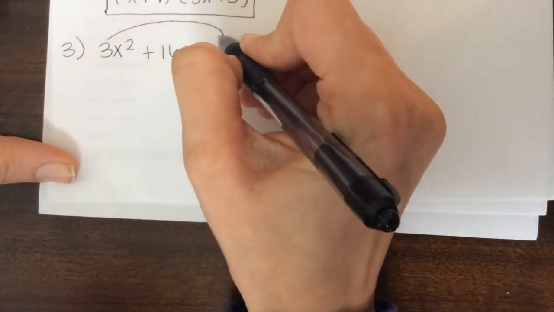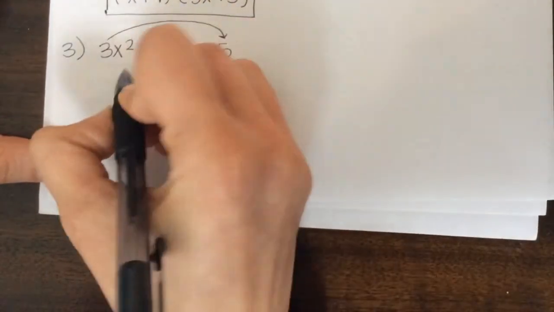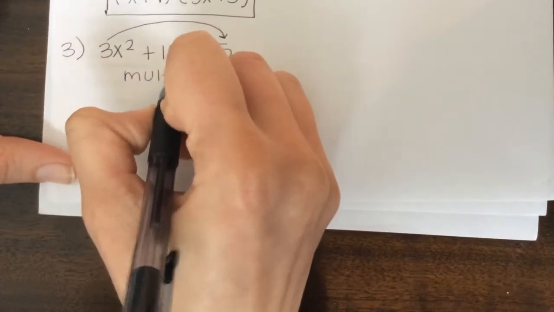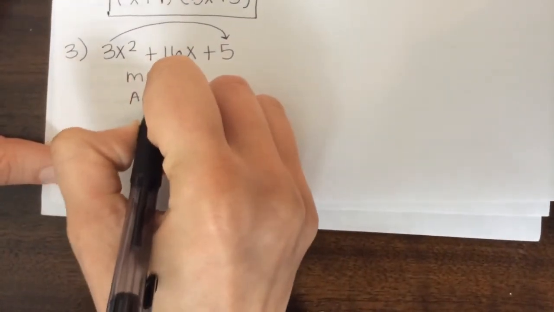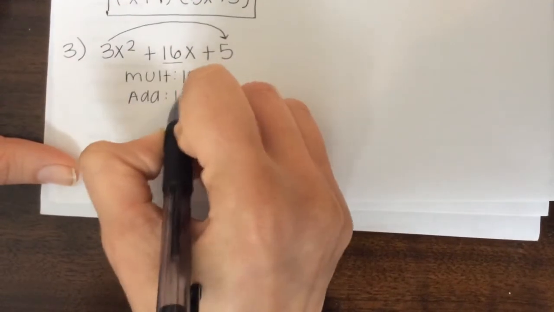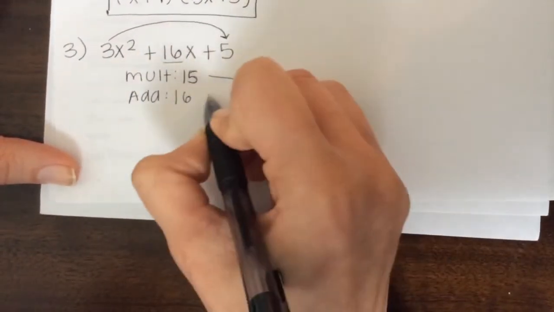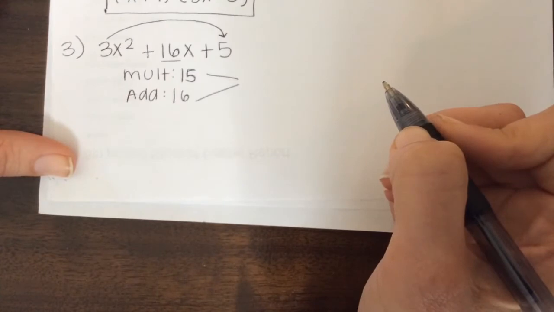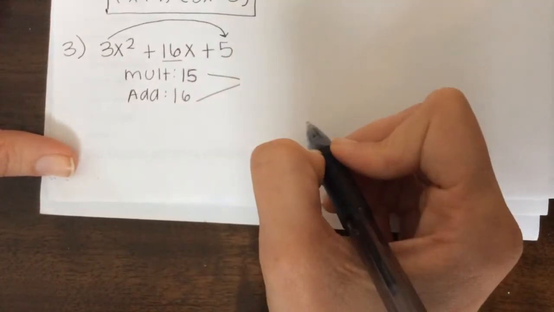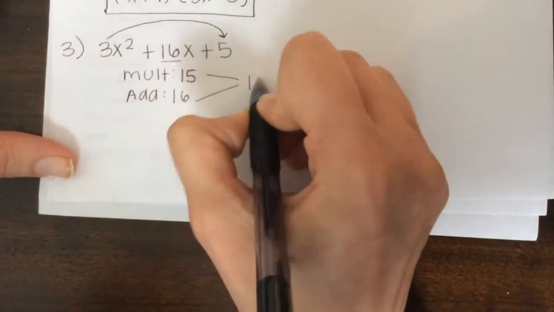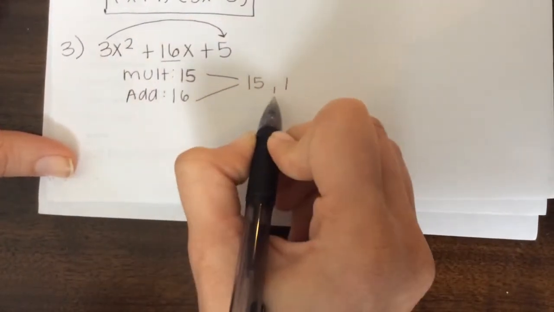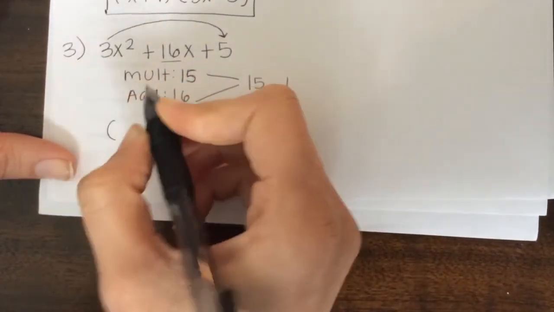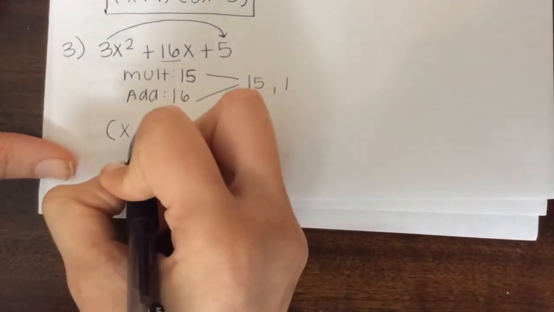So 3 slides back to the 5. So I'm looking for things that multiply to give me 15, because 3 times 5 is 15. Things that add to give me my middle term of 16. So 3 times 5 and 15 times 1 are the two things that multiply to give me 15. So I'm going to use 15 and 1. 15 times 1 is 15. 15 plus 1 is 16. So these are the two factors that work.